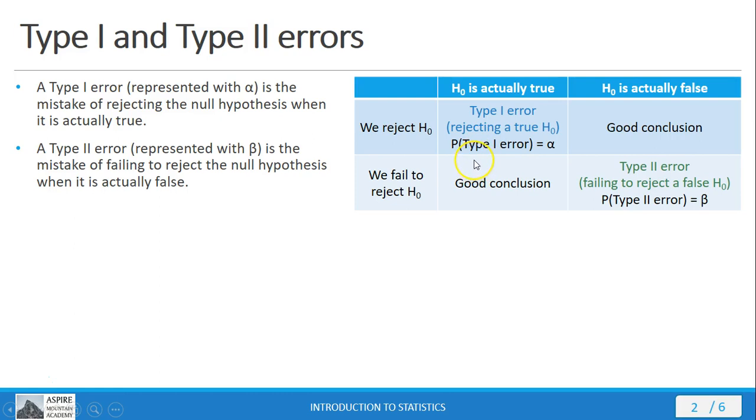We represent the probability of getting a type 1 error with that lowercase Greek letter alpha. Conversely, we can fail to reject the null hypothesis when it's actually false. And that's what we call a type 2 error. And the probability of committing this type of error is represented with the Greek letter beta.